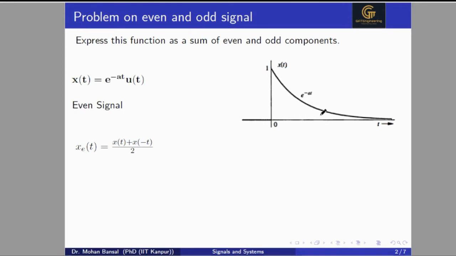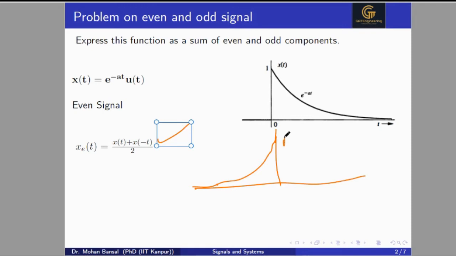So we know that the even signal is defined by x(t) plus x(minus t), divided by 2. This is x(t). If we draw x(minus t), it will be the reversal of it, that is a time inversion. It will look like this. This will be x(minus t), and the maximum value will be 1.